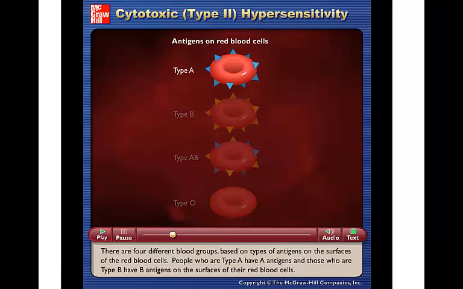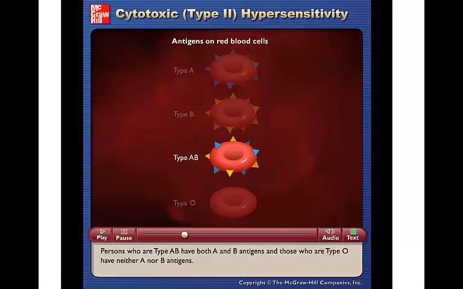People who are type A have A antigens, and those who are type B have B antigens on the surfaces of their red blood cells. Persons who are type AB have both A and B antigens, and those who are type O have neither A nor B antigens.